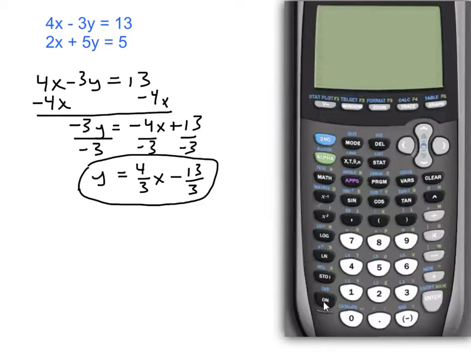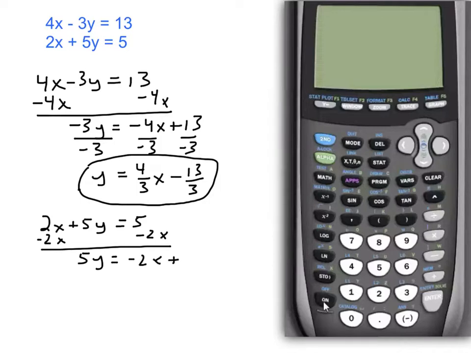Now if I do a similar thing with the second equation, we've got 2x plus 5y equals 5, and we'd subtract 2x from both sides. So 5y equals -2x plus 5, and then we'll divide through by 5. And for that one we end up with y equals -2/5 x plus 1.